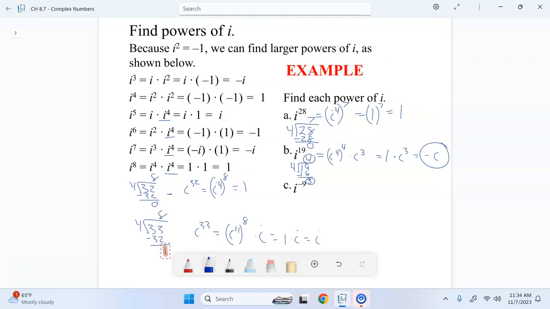We can do the same thing here with our negative exponent. We just have to use our negative exponent rule first, which says write it as the reciprocal, 1 over i to the 9th. If I divide 9 by 4, how many do I have left over? 1. You can identify how many you have left over. That's going to tell you which power of i it's going to be.